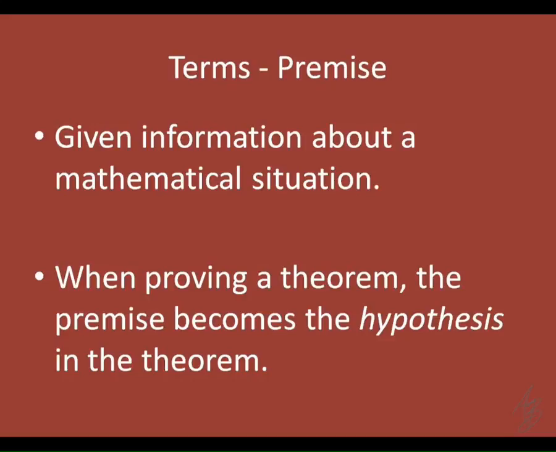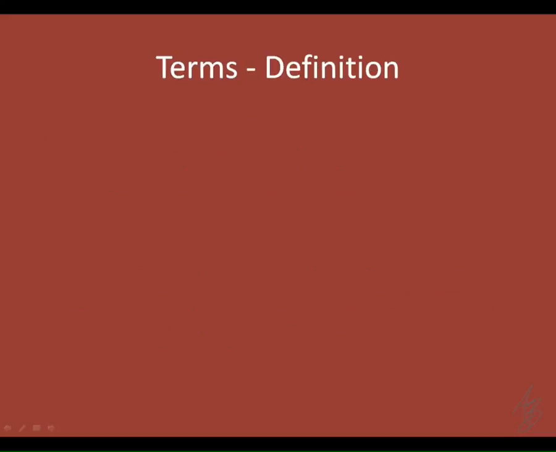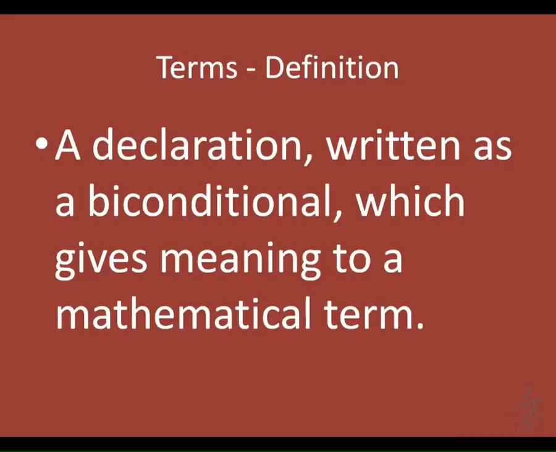Definition? What's a definition? The meaning. Okay, it explains the meaning of a word, right? So the definition of a right angle tells us what the phrase right angle means. How in geometry class do we write definitions? As a biconditional, exactly. So it's a declaration written as a biconditional, which gives meaning to a mathematical term.